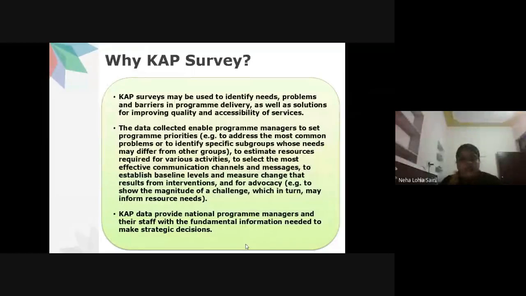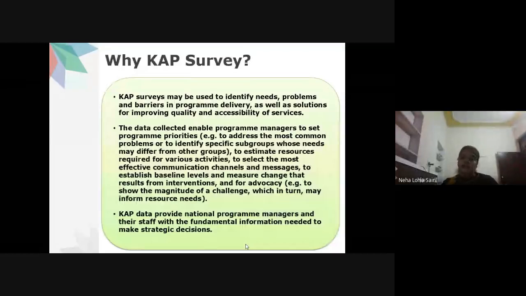Then the data collected will enable program managers to set program priorities. For example, to address the most common problem or to identify specific subgroups whose needs may differ from other groups. Okay, so you can set your priorities, which problem is the most important to tackle first, to estimate resources required for various activities, to select the most effective communication channels and messages, to establish baseline levels and measure change that results from an intervention, and for advocacy. So to show the magnitude of a challenge, which in turn may help you to inform your resource needs.